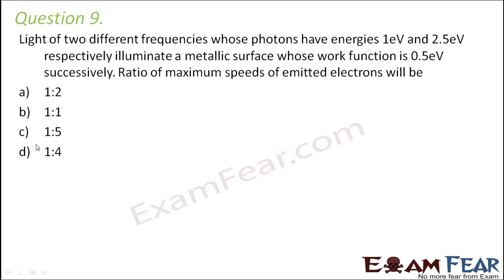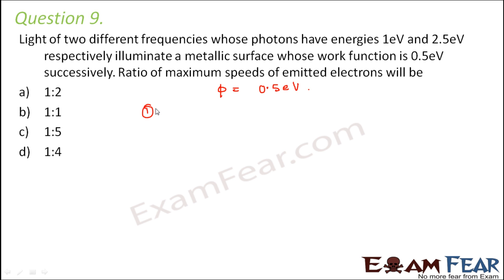Question number 9. Light of two different frequencies whose photons have energies 1 electron volt and 2.5 electron volt respectively illuminate a metallic surface whose work function is 0.5 electron volt successively. Okay, so here the work function is given as 0.5 electron volt. Now what about the energies of the incident radiation? So here we have light of two different frequencies, right?